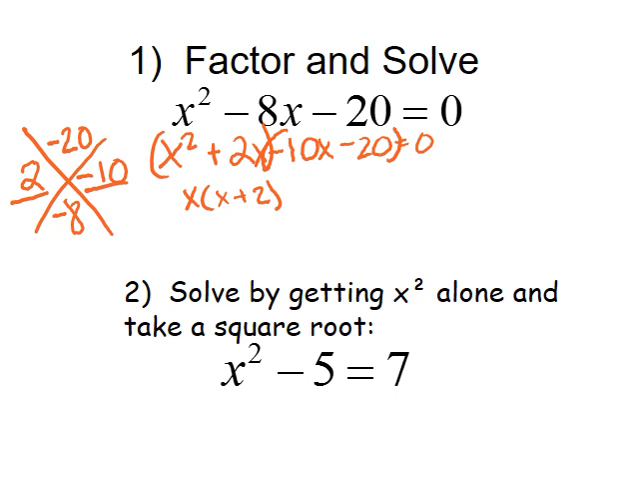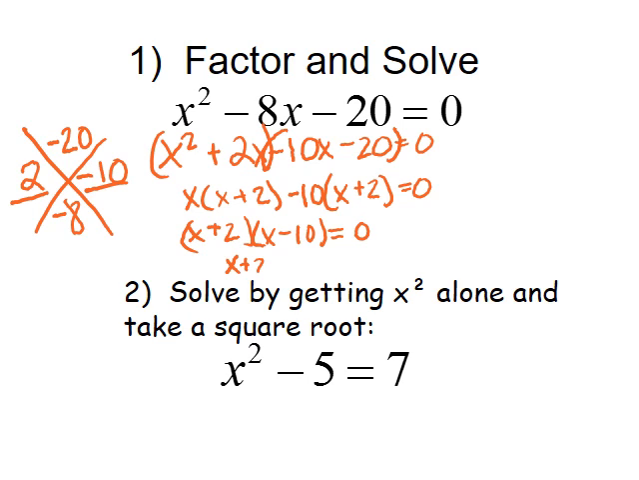Because they're both negative, I'm going to divide out a negative 10. I then have my common factor of x plus 2, which leaves me with x minus 10. When I set each factor equal to 0, I end up with my solutions of x equals negative 2 or x equals 10.